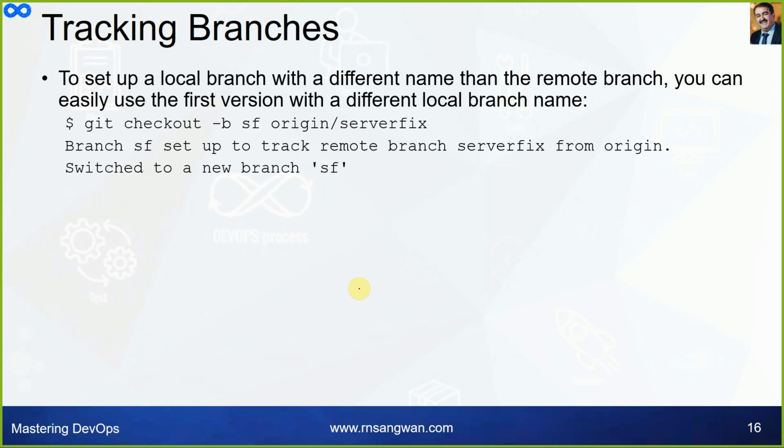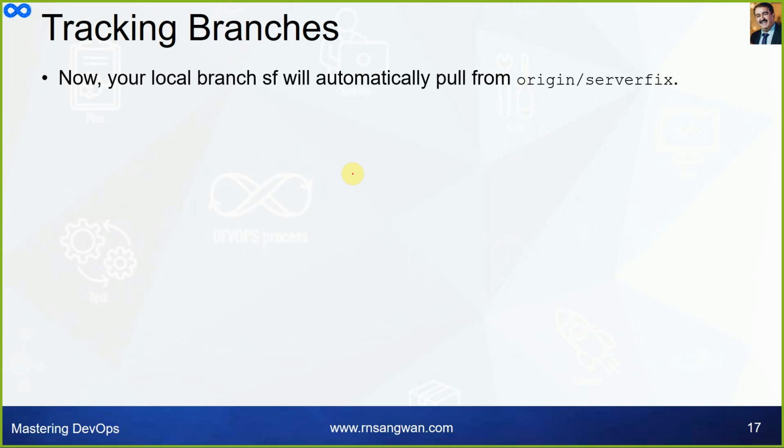Tracking branches. To set up a local branch with a different name than the remote branch, you can easily use the first version with a different local branch name, like this, SF. This is your local branch name. This is your remote branch name. So this is what we discussed earlier also. This is what can help you in giving a new name to the branch which is cloned, which is fetched from the remote. So branch SF is set up to track remote branch server fix from origin. Switch to new branch SF. Now your local branch SF will automatically pull from origin/server fix.